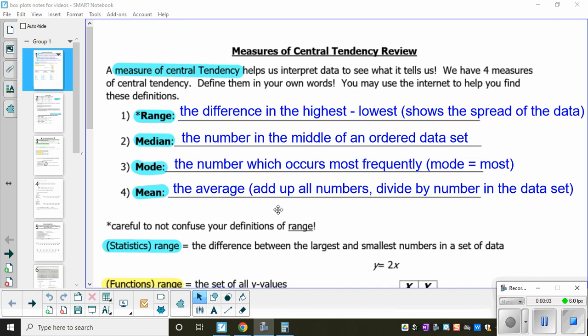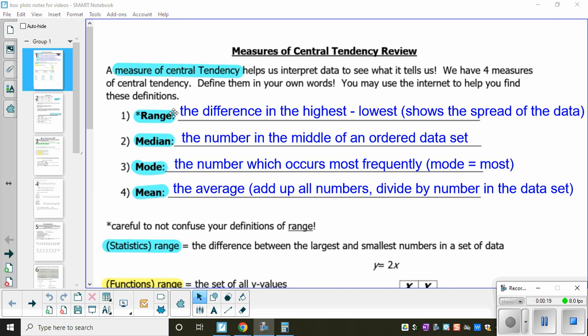All right, so in this video, I just wanted to review some words from elementary school that probably seem very familiar. The four words that I have highlighted here are range, median, mode, and mean. And in the world of math, we just call these collectively the measures of central tendency.